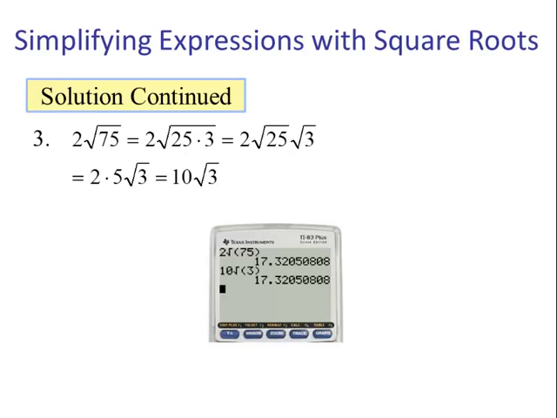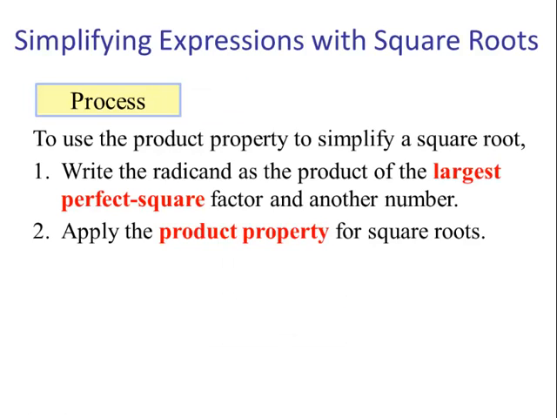Again, we can verify this on a graphing calculator. We see these two radical expressions are equivalent. Process. To use the product property to simplify a square root, number 1, write the radicand as a product of the largest perfect square factor and another number. Number 2, apply the product property for square roots.